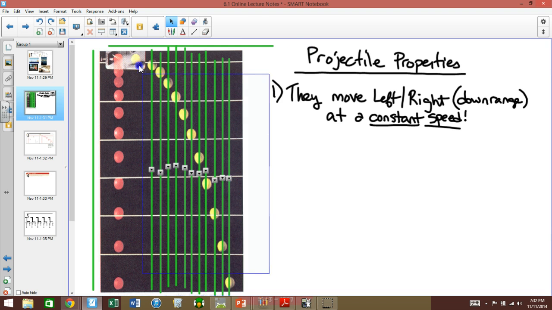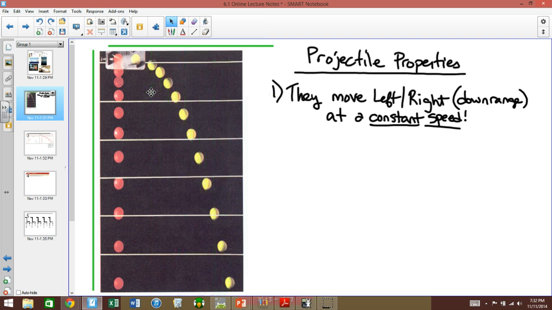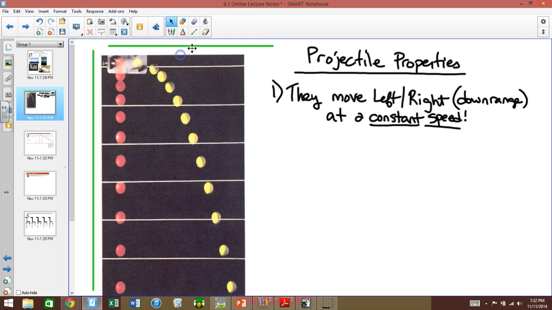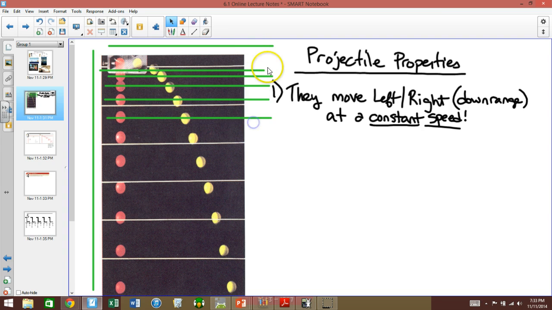Next thing, let's look at how they move up and down. So I'm going to get rid of all these guys. Now I'm going to draw a horizontal line through every ball and see if we can see a pattern emerging here. You can kind of start to see the pattern already. It looks like every one is a little bit further than the one before. The spacing is getting larger.